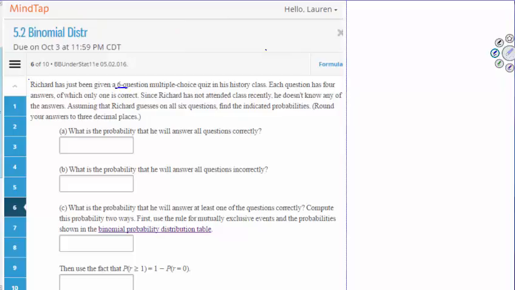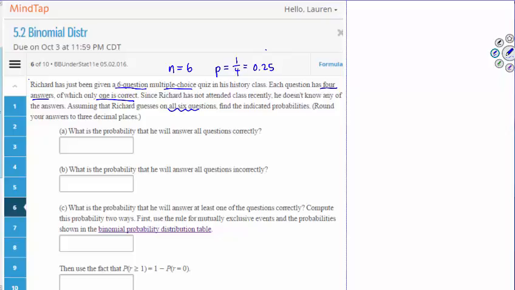So there are 6 questions, they're multiple choice. Each question has 4 answers, one of which is correct. So the sample size, or the number of repetitions of this quiz, is 6 questions. Each question has 4 answers and 1 is correct. The probability of success, randomly guessing, is 1 in 4, or 0.25. Richard doesn't know, he didn't attend class, so he's just randomly guessing on all 6 questions.